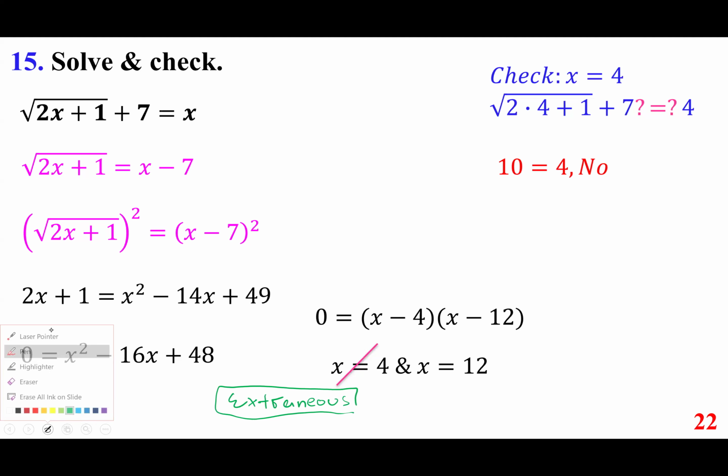Because it's an extra solution that worked out at the end, but not with the original equation. It's out. Let's check number 12.